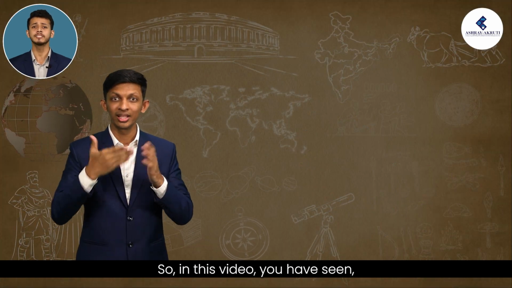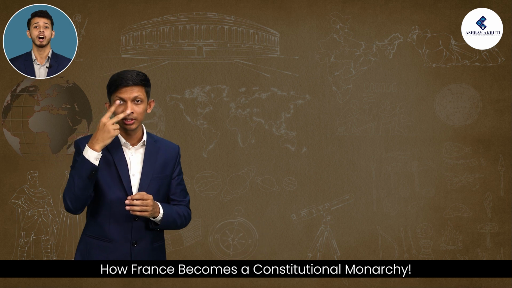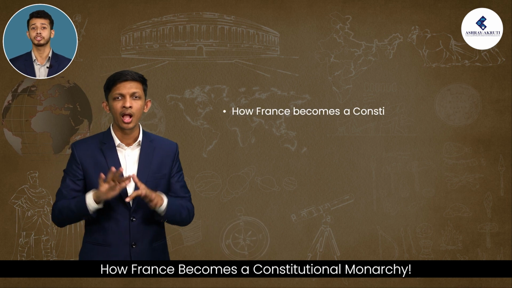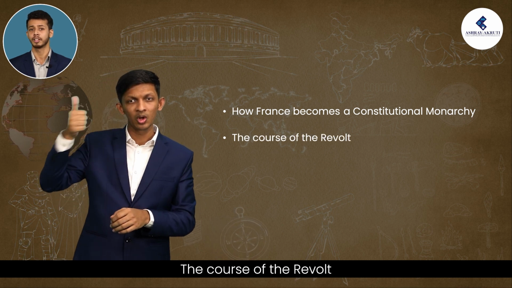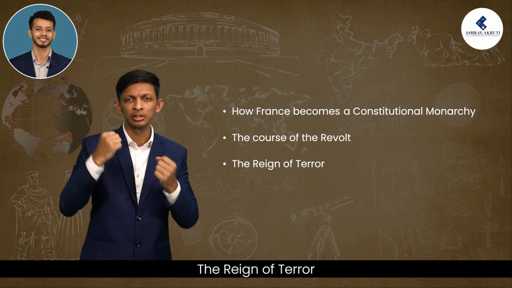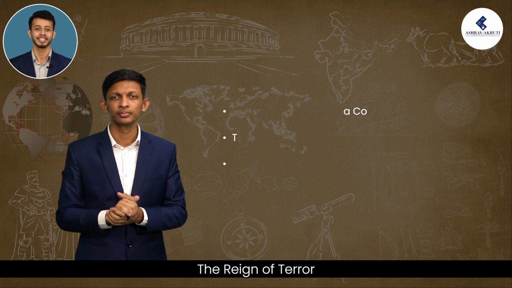So, in this video, you have seen how France becomes a constitutional monarchy, the course of the revolt, and the reign of terror. Thank you.